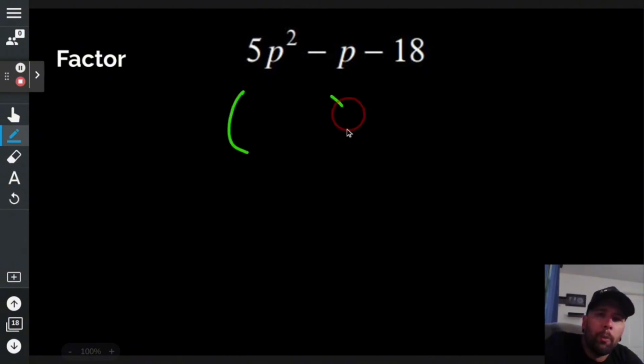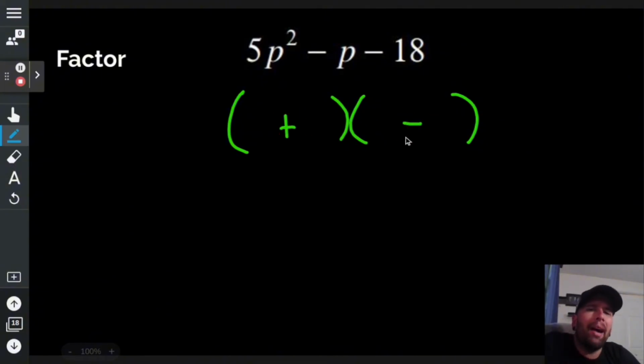Let's see what I do know. What I know is this multiplies out to a negative 18. So you put a plus there, you put a minus there, because it's negative 18. Now, the nice thing is, since this is a 5, one of these has to be 5p, and one of these has to be regular p. I just don't know which one's which. Now, why is this 5p and why is that regular p? How else are you going to get 5p squared if I were to FOIL this out?